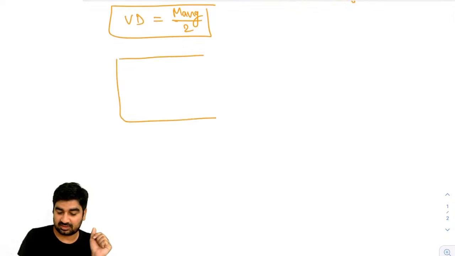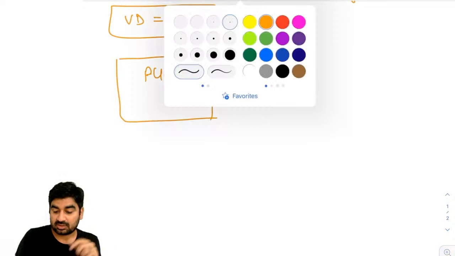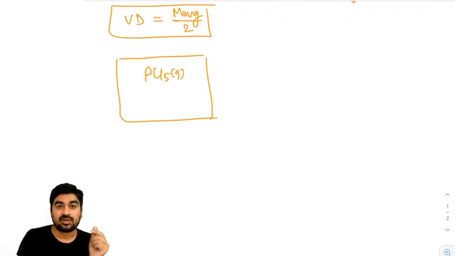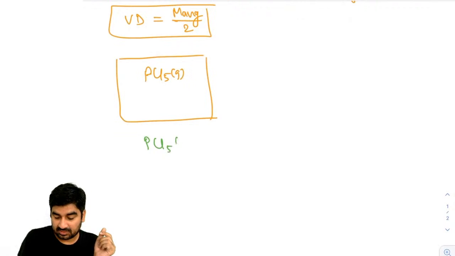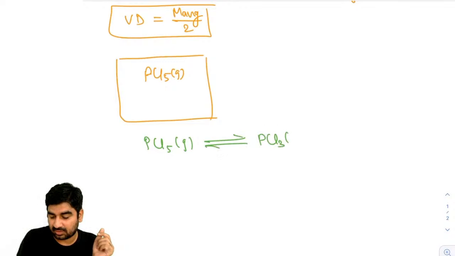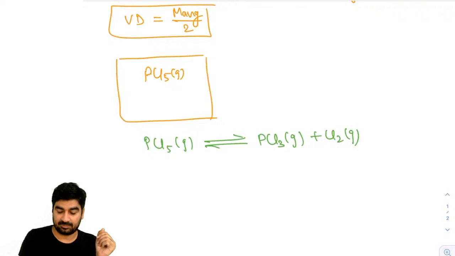Suppose in a container initially you have taken PCl5 gas, right? Once you have taken the PCl5 gas, now this PCl5 gas dissociates, and if it dissociates into PCl3 gas plus Cl2 gas, so what will happen?